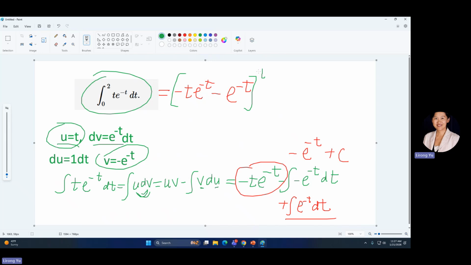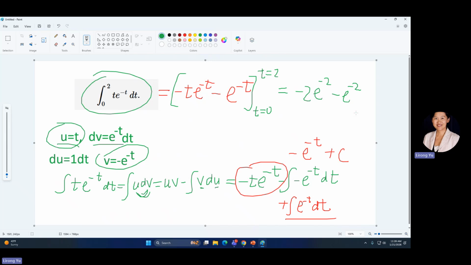We calculate when t equals 2 and also when t equals 0. These two numbers, after they are calculated, you have to subtract them. So if you plug in 2, you get negative 2 e to the negative 2 minus e to the negative 2. So that's what happens when t equals 2. And then when t equals 0, we have negative 0 times e to the negative 0, and that's 0 because the t is multiplied. Anything multiplied by 0 equals 0.